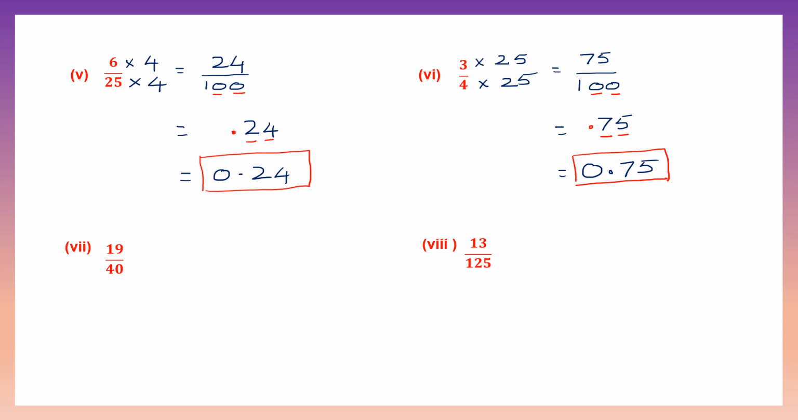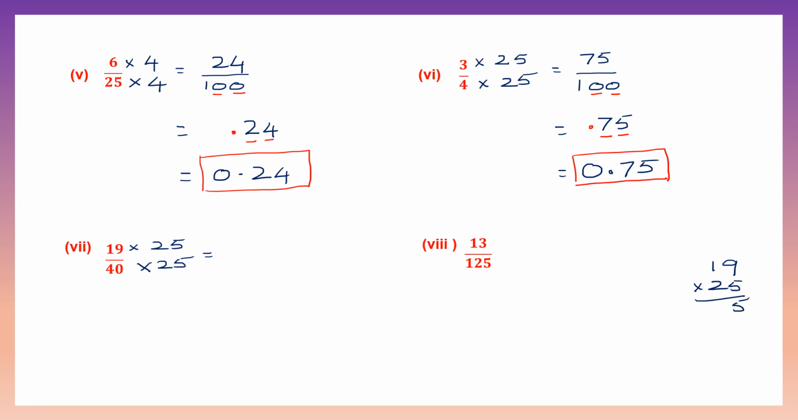So here we have 19 by 40. Now 4 into 25 gave you 100. So 40 into 25 will give us 1000. So let's multiply by 25 here also. So into 25. So multiply here also by 25. So 19 into 25. Let's multiply 19 into 25.